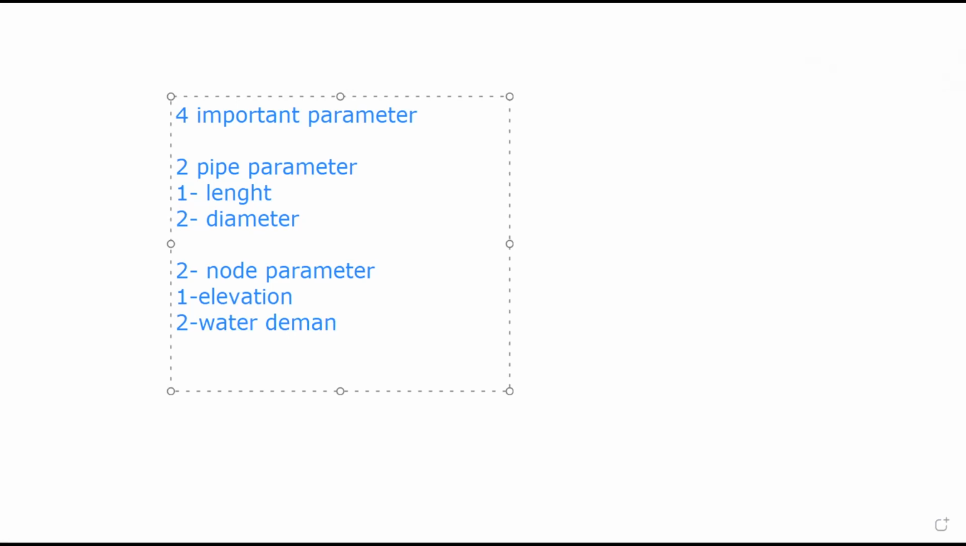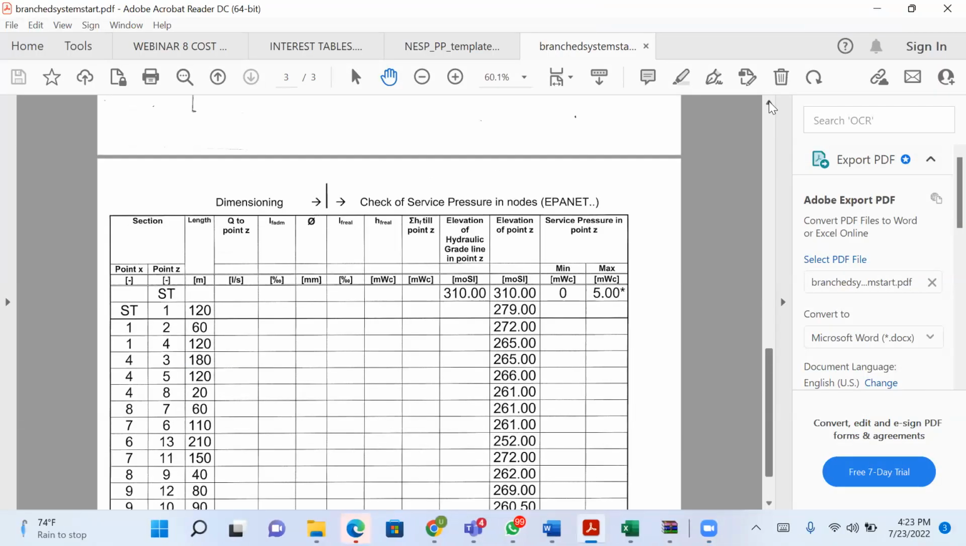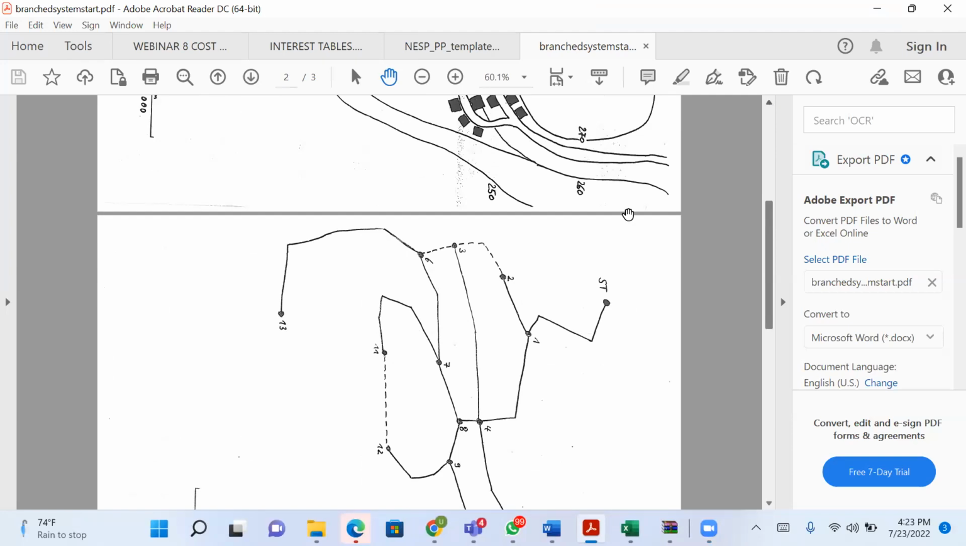The number 2, you must know the water demand at every node. So a pipe network is made up of nodes and pipes. Nodes and pipes. This is a typical network. This place is a node. This is node 2, node 3, node 6, node 5.